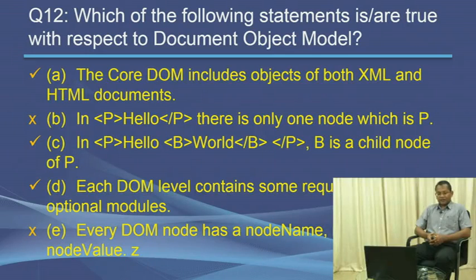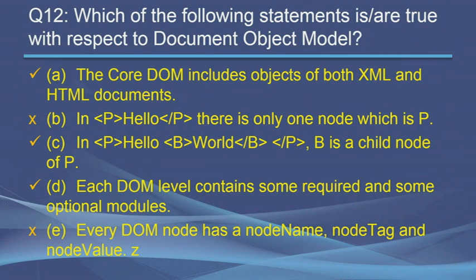Let's move on to question 12. Which of the following statements are true with respect to the document object model, or the DOM? The core DOM includes objects of XML and HTML documents. So the core DOM is basically comprising of XML and HTML documents, so that a browser can interpret XML and it can also interpret HTML. So that is true, that the core DOM includes objects of both XML and HTML.